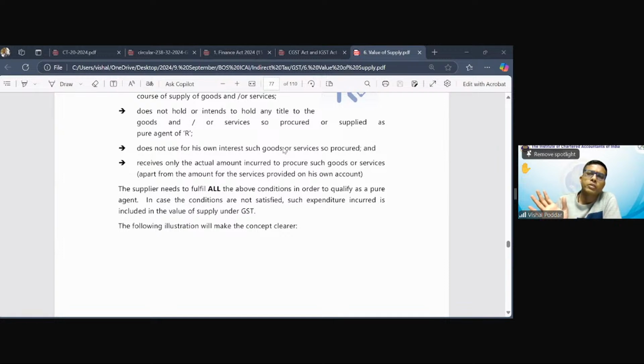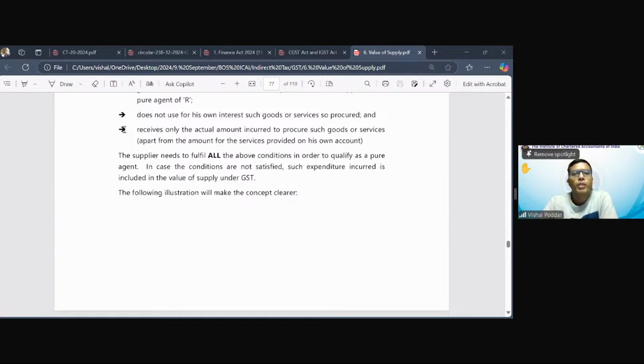I'm not staying there because I have gone for some vacation. I'm staying there because I have come for your work. I am not using this travel or flight for my traveling purpose. I am doing this for your purpose. So these services are not for my interest. They are for your interest. And receives only the actual amount incurred. So what I'm recovering from you is only the actual amount. I'm not charging anything additional.